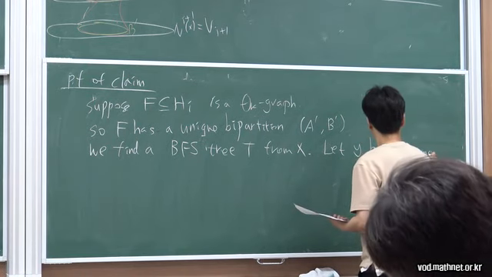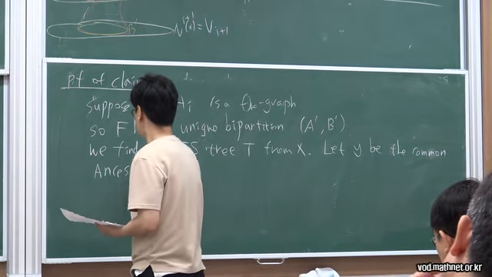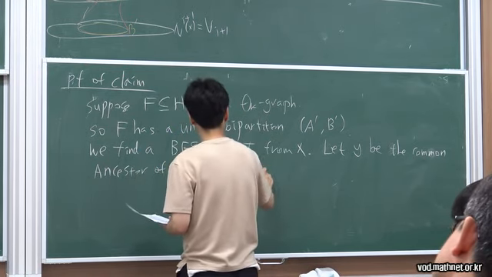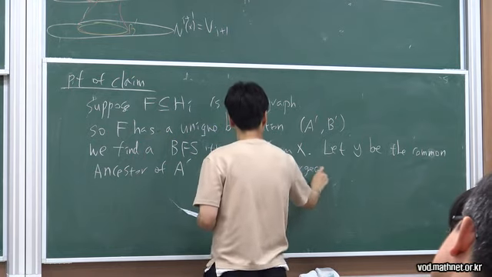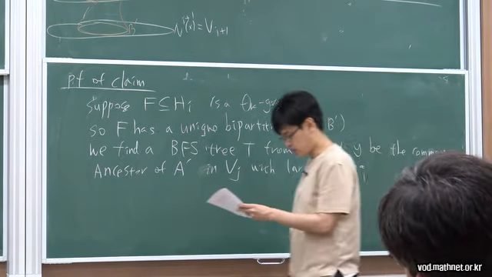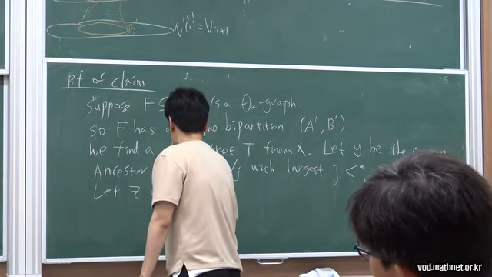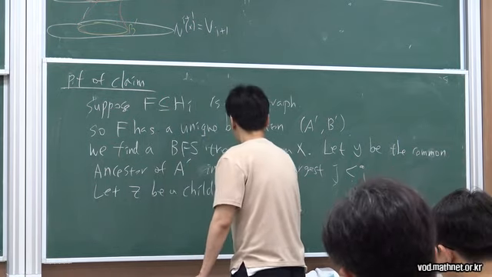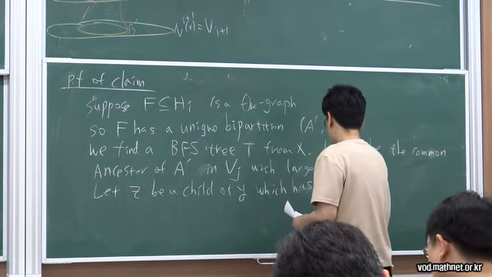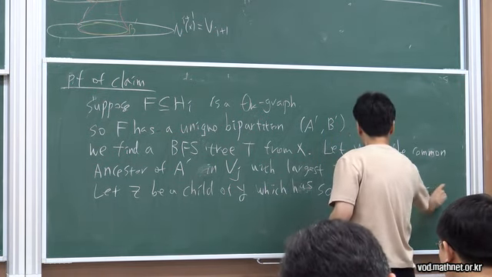of A prime in P sub J with largest J, which is smaller than I. And we take G to be a child of Y, which has some vertices in A prime as its descendant.